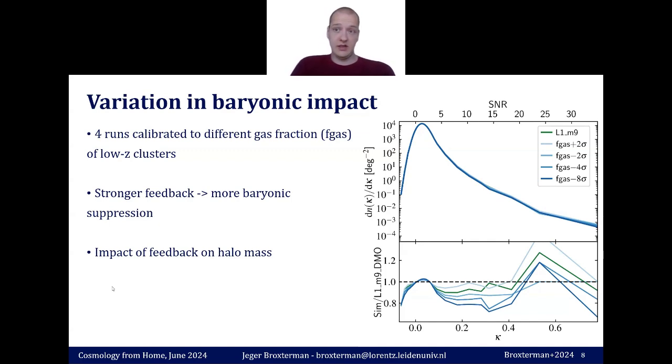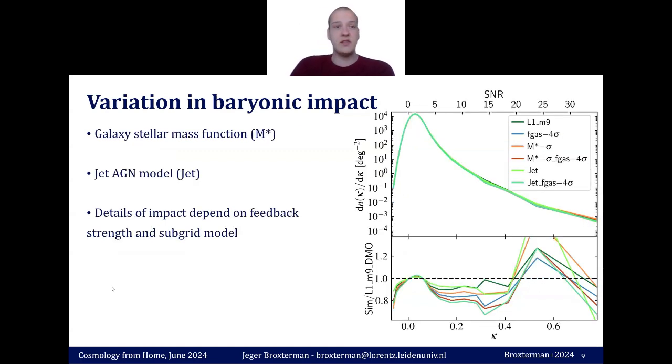Yeah, and additionally, when this happens early on in a halo's life and gas is removed, there will consequently also be less gravitational attraction, and also less dark matter will be attracted, which even enhances this effect. So this is all the variations with gas fractions, but there's also variations with galaxy stellar mass function, as well as a different AGN subgrid implementation, where they are kinetic jets instead of through the fiducial thermal model. And these variations are shown in this figure.